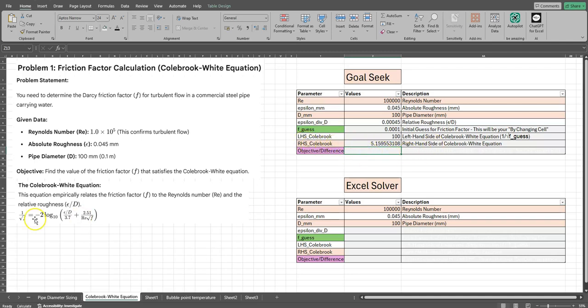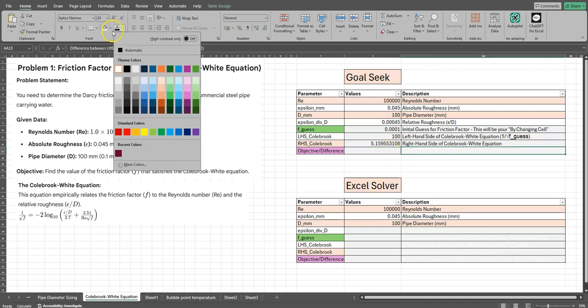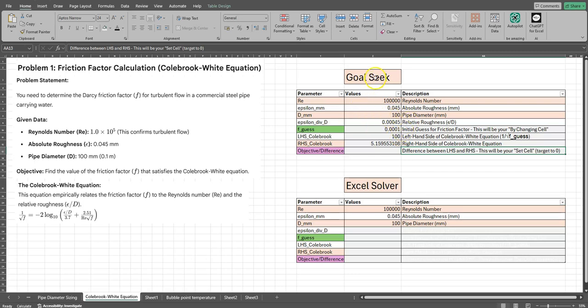Now the objective function: I'm going to make LHS minus RHS equal to 0 by changing F. Goal Seek will do that and give the actual F where this equation will be satisfied. That particular F where the equation becomes satisfied will be our friction factor. So the objective function is LHS minus RHS.